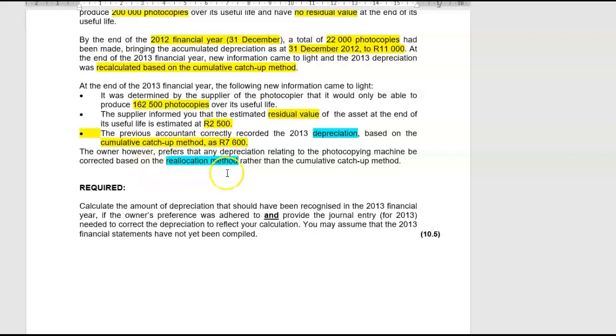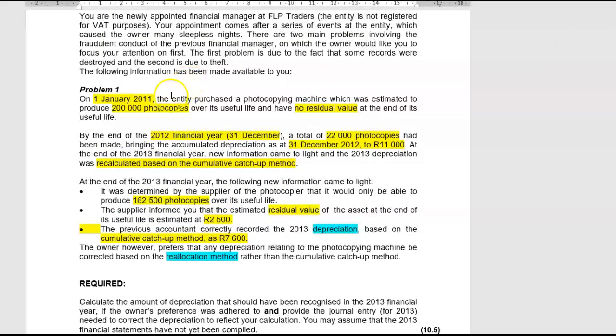Now with the reallocation method, we need the carrying value of the asset as at the beginning of the year. Now what do we have? We have total capacity, initially no residual value, and we have accumulated depreciation up to the beginning of the current financial year of 11,000 Rand based on 22,000 copies made. But we do not have anywhere in this question the cost price of this asset.